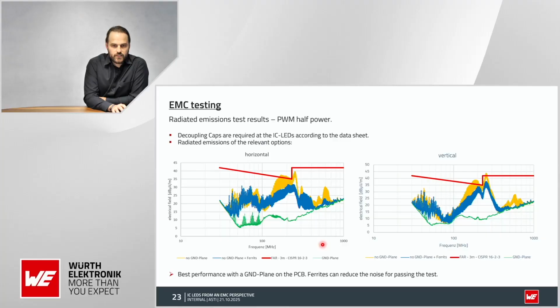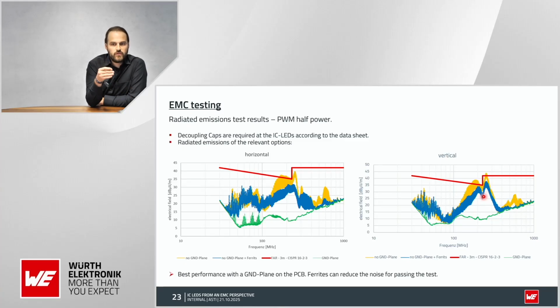While the slide is loading, here you can see the results. In green we have the emission results for the IC LEDs MCU on a single ground plane without any split. And you can see we have a lot of margin up to the limit. While when we have a look on the blue result, this is the curve where we use only the decoupling cap and the ferrite. So this still gives us a pass, but in vertical you can see we get near the limit.